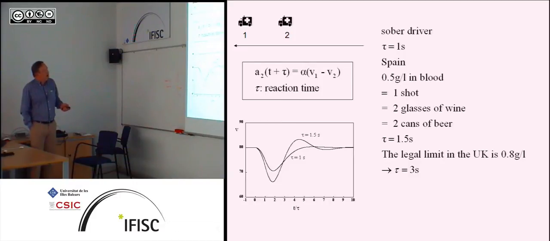Here is again the numerical simulation of this equation: acceleration of car number 2 at t plus tau is alpha times (v1 minus v2). Given a pattern for v1, I integrate the equation and find the velocity. These are first order differential equations. This is the previous pattern, for 1 second, and then with 1.5 seconds, you can see that the oscillation increases dramatically.